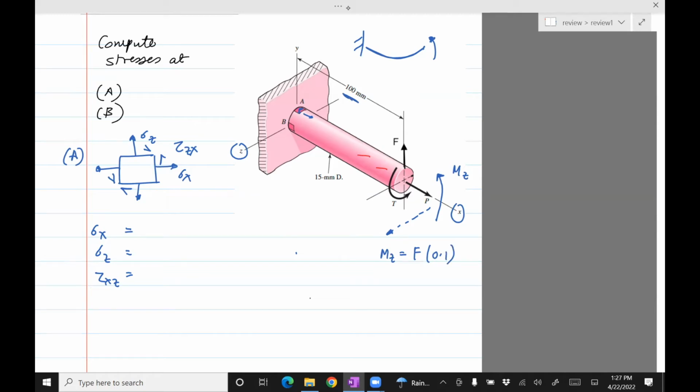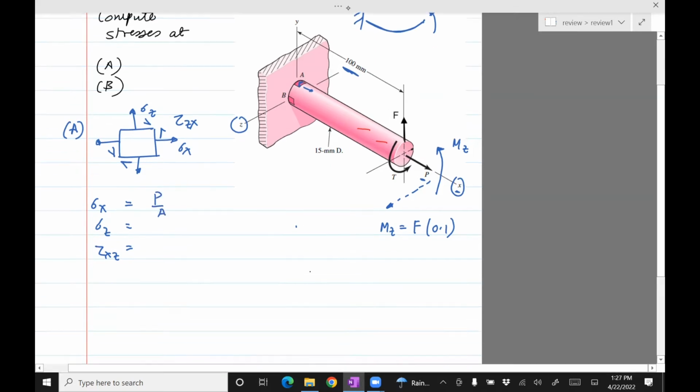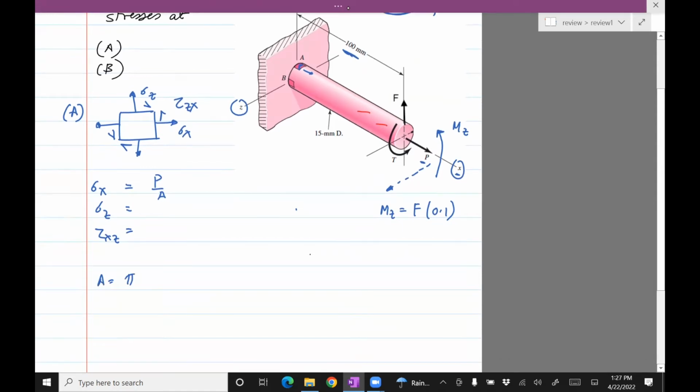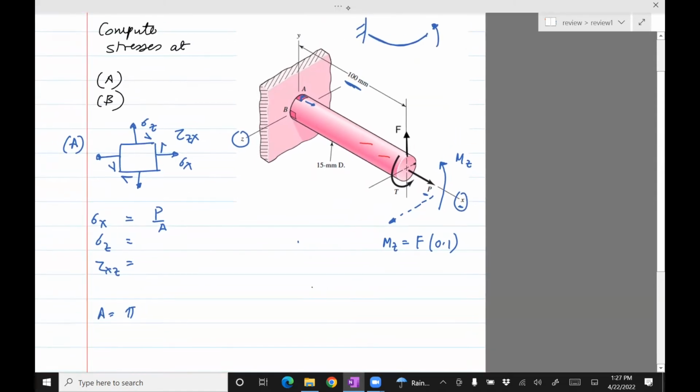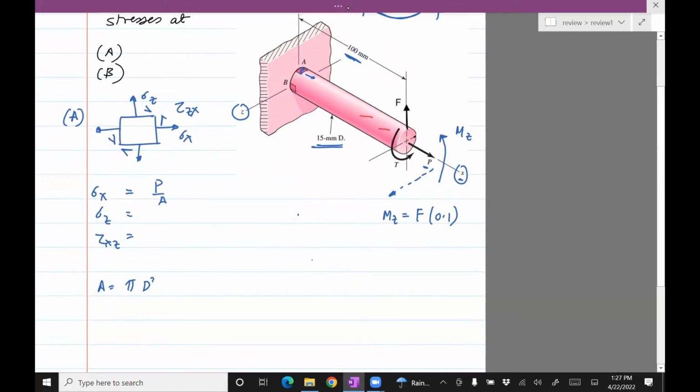Okay, so here I'm not so much interested in the actual values, but I'm just trying to give you how to think about writing those sigma x, sigma z, and tau xz from the problem description. Okay, so now since we have identified all the forces and moments, let's try to write those stresses down. So P will lead to an axial stress along x. And since it's in the direction of positive x, I'm just going to put positive P divided by A, where A is clearly pi d squared divided by 4, and the diameter is 15.